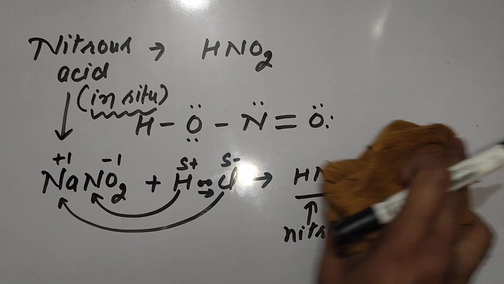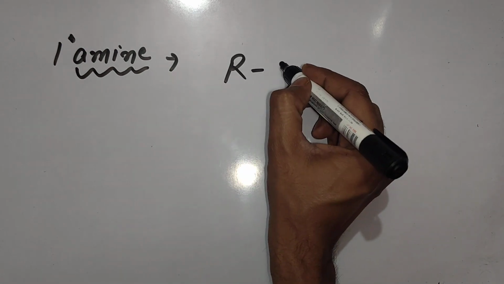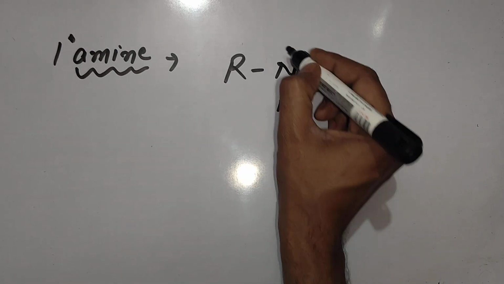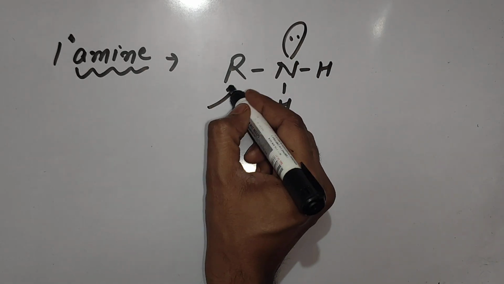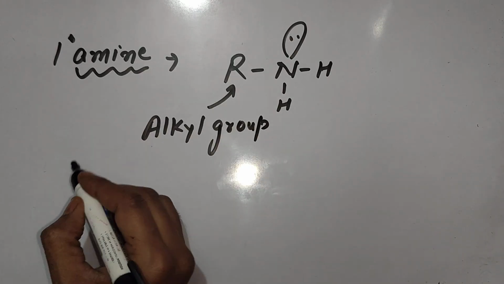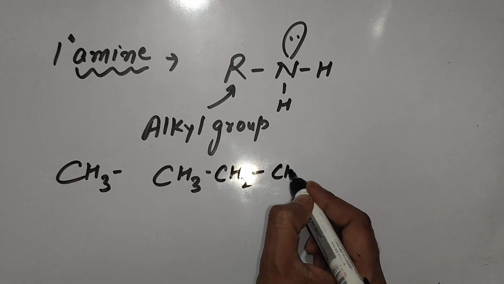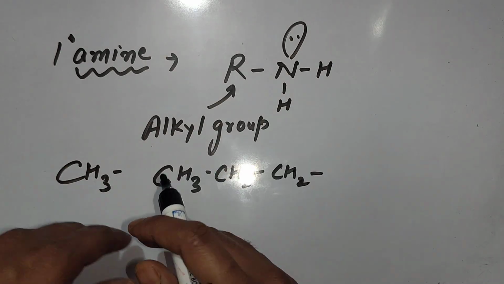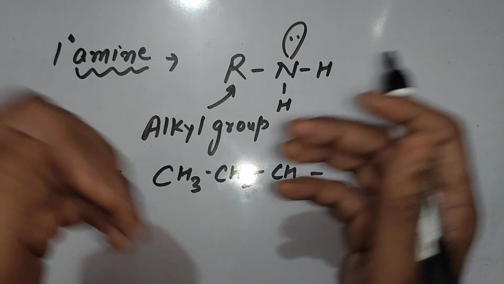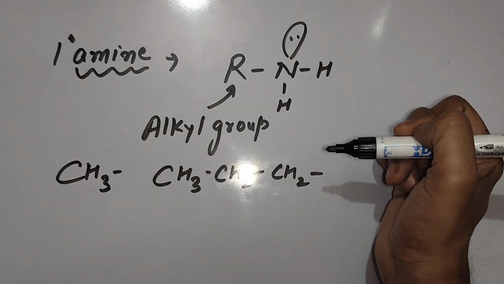Now what about 1 degree amine? Let's understand what is 1 degree amine. 1 degree amine. The general formula is RNH2, where R is representing an alkyl group like methyl, propyl, ethyl, and so on, even cycloalkyl groups. Nitrogen carrying a lone pair, making bonds with 2 hydrogen atoms.